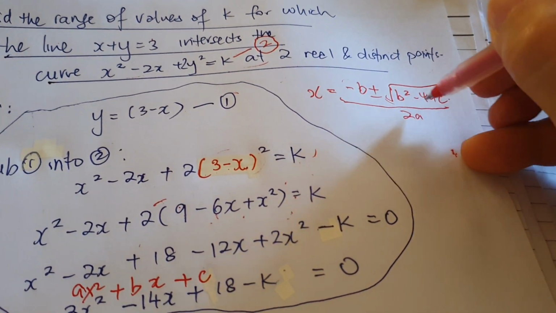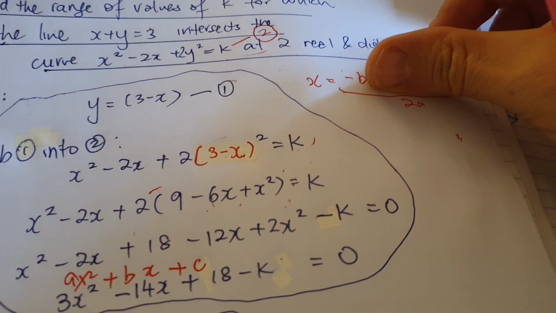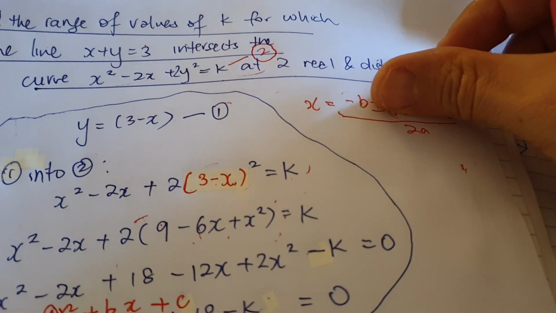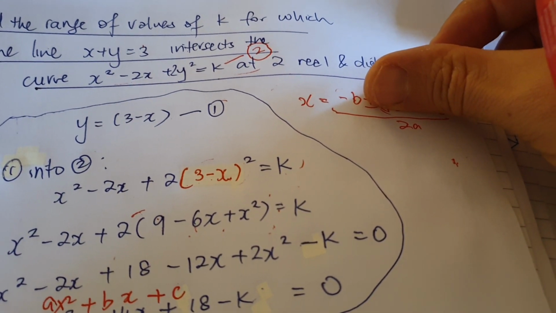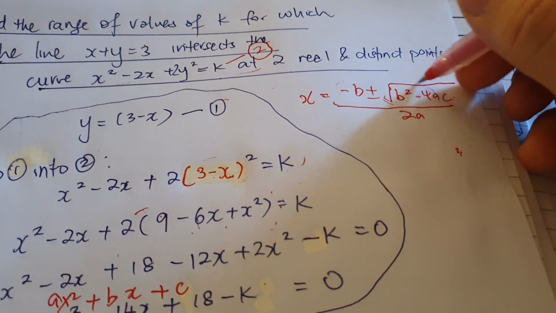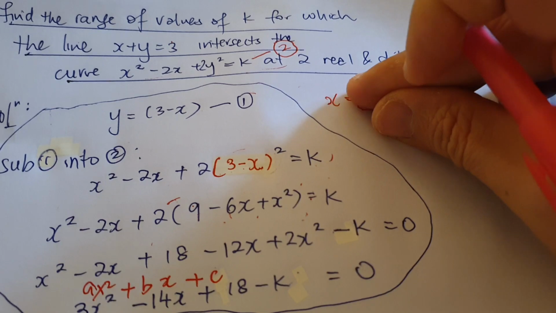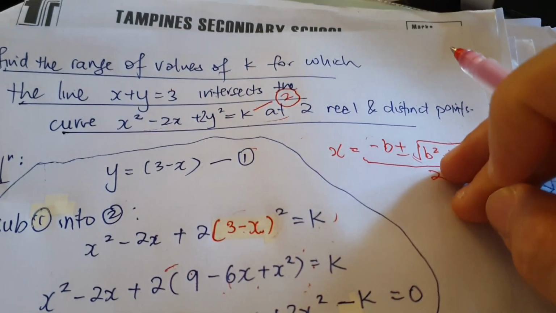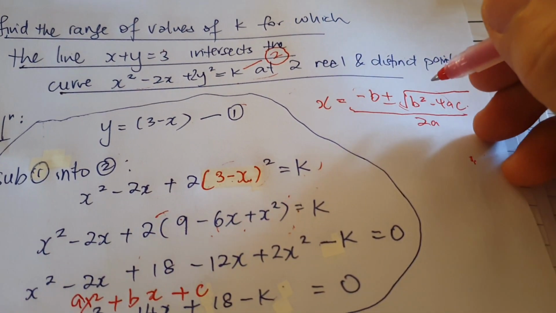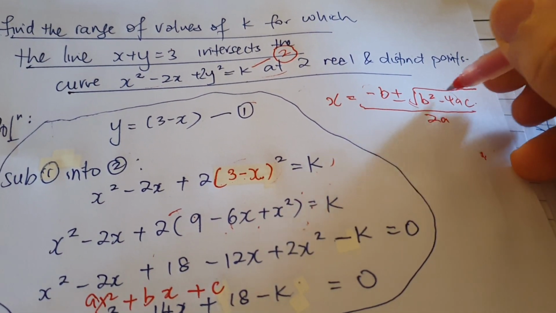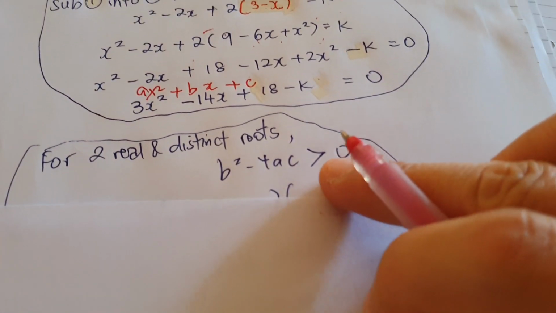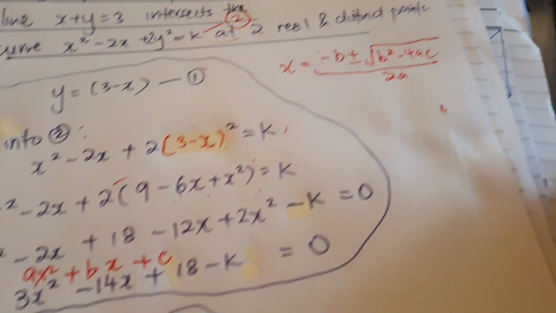So let me just repeat, if it is 0, that means this whole thing is gone, there's only one answer. That means tangent, the line is tangent to the curve, or there's real and equal roots. If this is less than 0, then there's no real roots. That means no intersection. Okay? And the final case is two real and distinct roots, which is there's a positive answer for b squared minus 4ac, and that's why the condition is b squared minus 4ac more than 0 for two real and distinct roots.